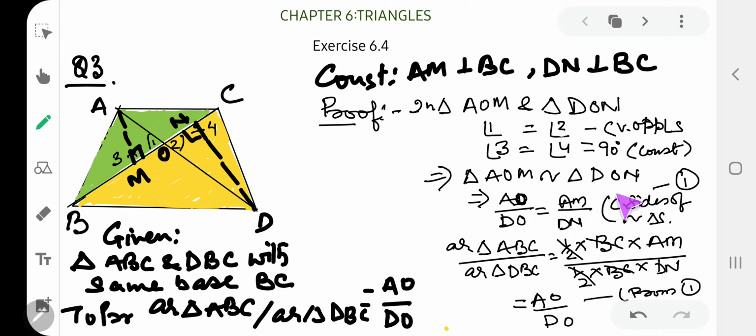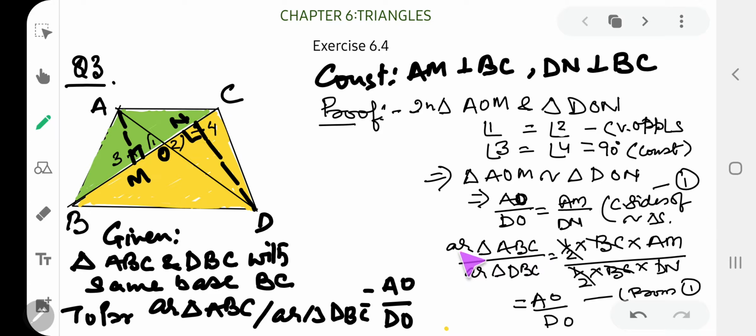And if the triangles are similar, their corresponding sides are proportional. So AO upon DO, first two upon first two of this side, will be equal to AM upon DN, that means first and last of this side upon first and last of this side. When the triangles are similar, their corresponding sides are proportional. Therefore, this is the important result.